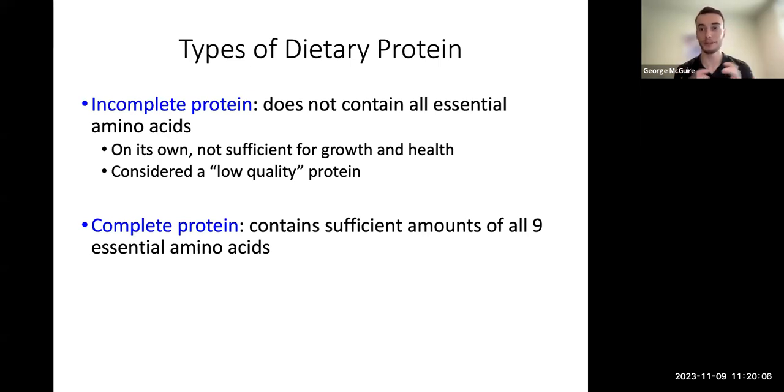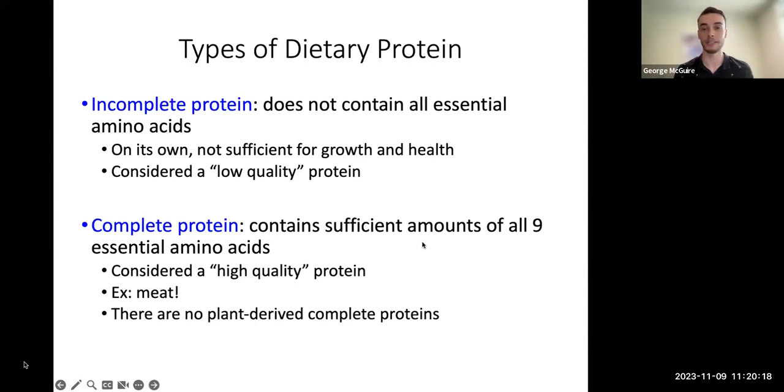And so incomplete proteins, which do not contain all 9 essential amino acids, are considered low quality proteins. On the opposite end, a complete protein would contain all of those 9 essential amino acids. So your body would be getting all of the amino acids that it needs in order to properly function and support your overall growth and health. And so most meat sources are complete proteins. Most of the meats that we consume have all 9 essential amino acids.